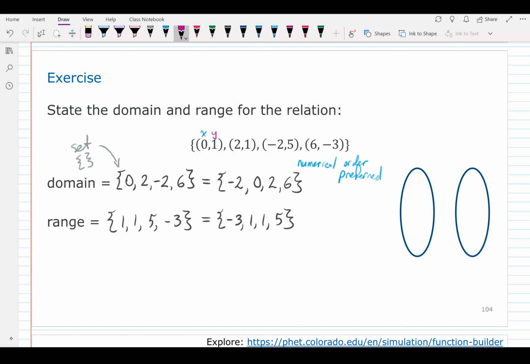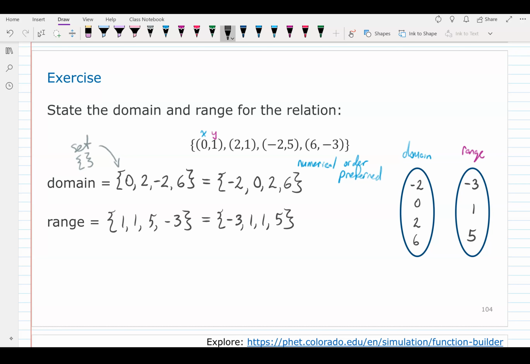And this little circle diagram on the side is, I guess you could call it, an input and output or domain and range diagram, where the domain values would go over here, the range values would go over here, and then we write in the values of the domain. So we have -2, 0, 2, and 6. In the range, the values we can get are -3, 1, 1, and 5.